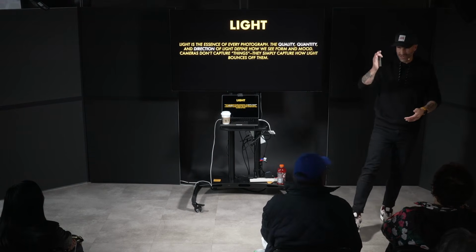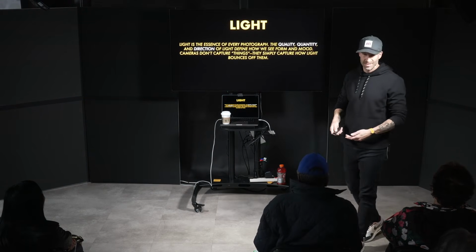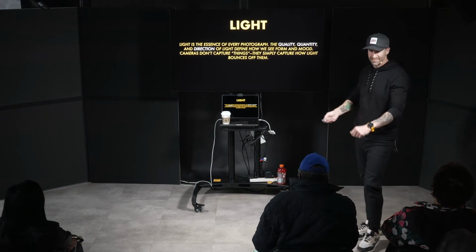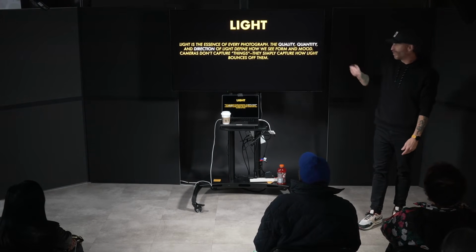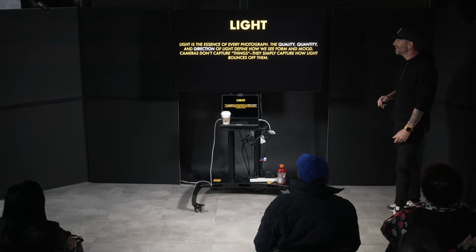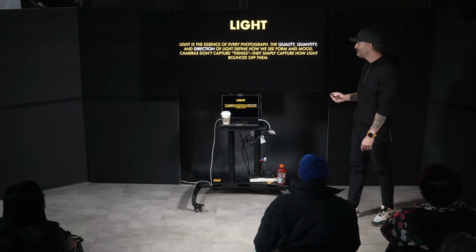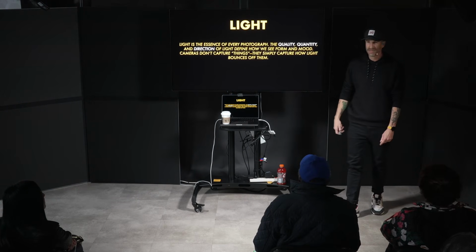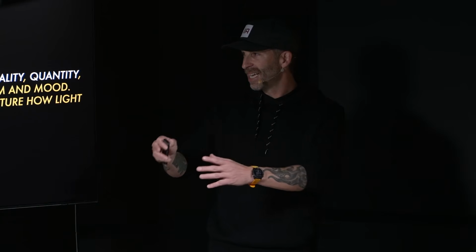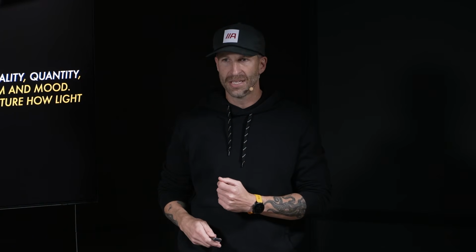If you break down the word, right? It has light right in the word. So light is the essence of every photograph. The quality, quantity, and direction of light define how we see form and mood. Your camera is not capturing objects. It's capturing how light reflects them, right? How the light bounces off of the object.